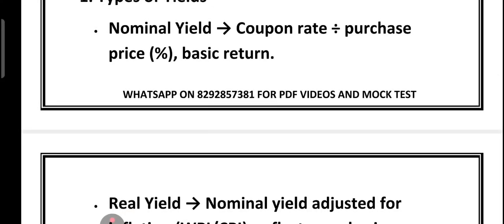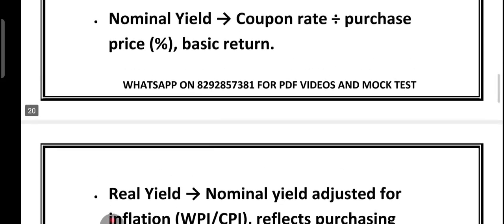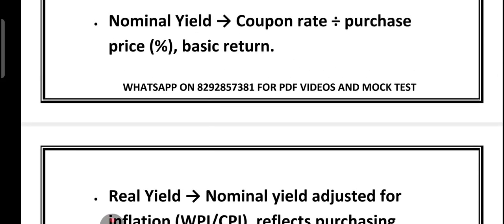Nominal yield is the basic return. How to calculate it? Coupon rate divided by purchase price. That will give you the nominal yield. Coupon rate in the numerator, purchase price in the denominator. That will give you the nominal yield.